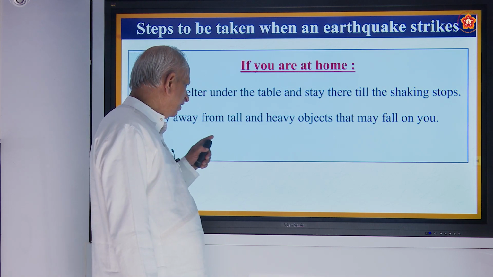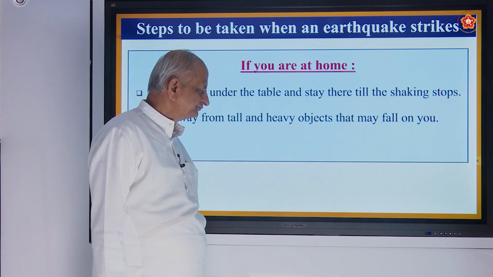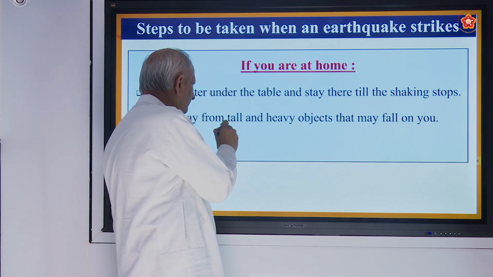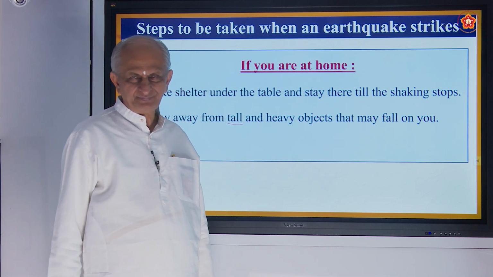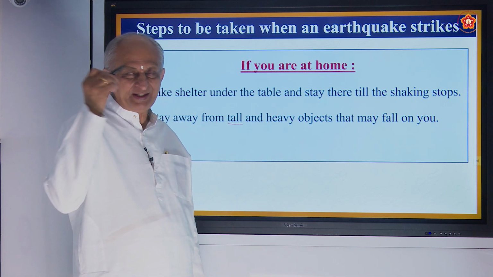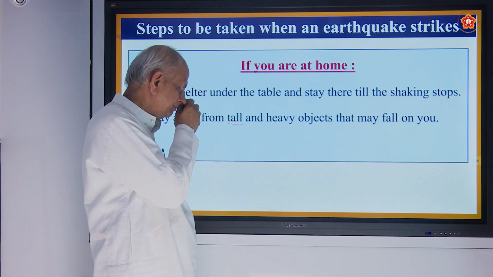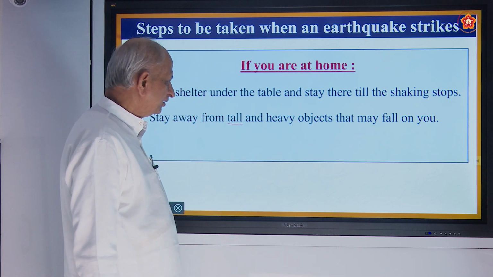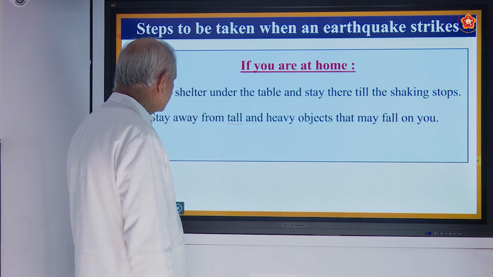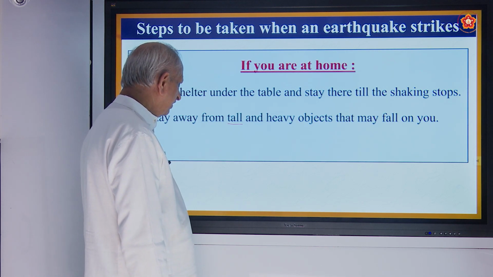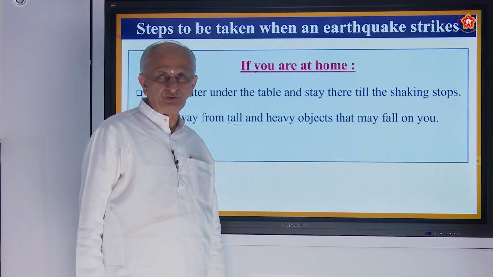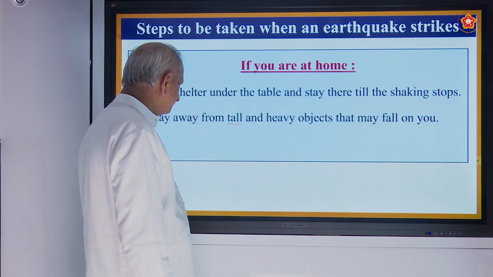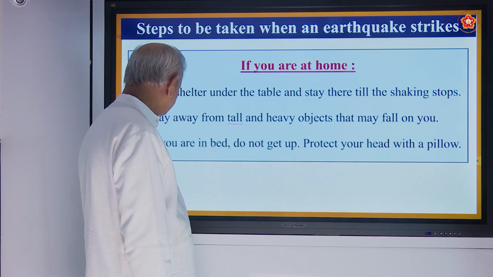Stay away from the tall and heavy objects that may fall on you. Tall means something like trees or even buildings also, tall buildings. So we have to take care to stay at a distance from tall buildings and heavy objects. Even trees also, tall trees you should avoid, because anytime they may fall off.